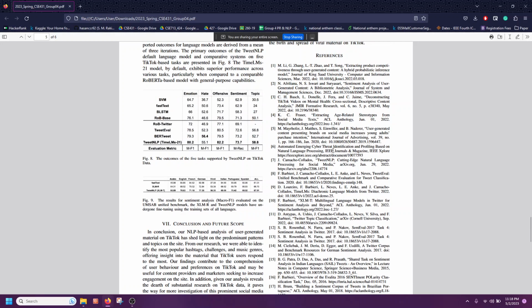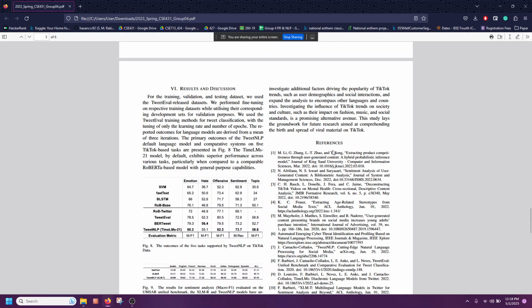Future studies should investigate additional factors driving the popularity of TikTok trends, such as user demographics and social integrations, and expand the analysis to encompass other languages and countries. Investigating the influence of TikTok trends on society and culture, such as their impact on fashion, music, and social standards, is a promising avenue. The study lays the groundwork for future research aimed at comprehending the birth and spread of viral material on TikTok.